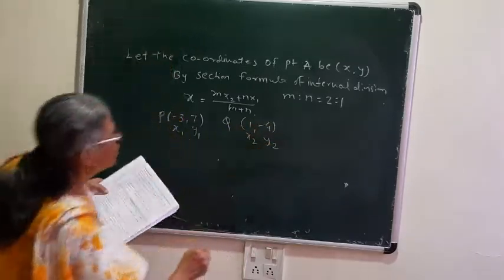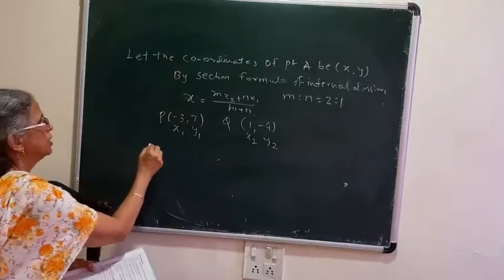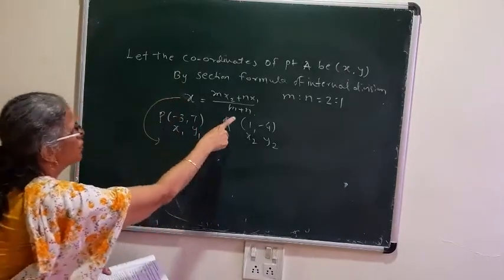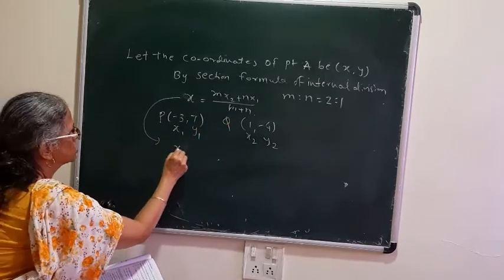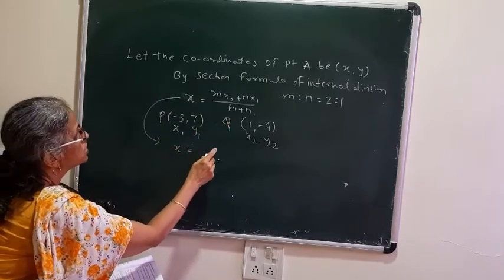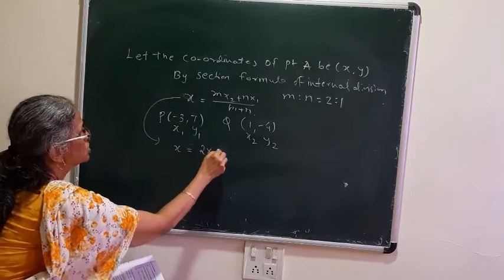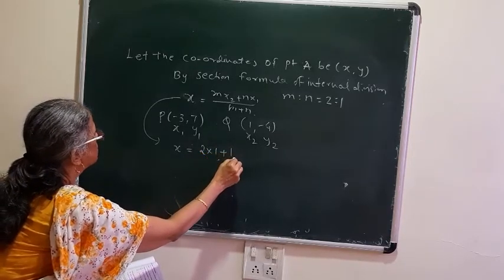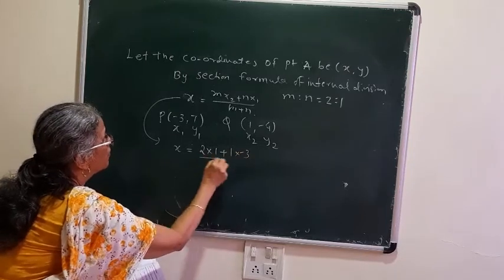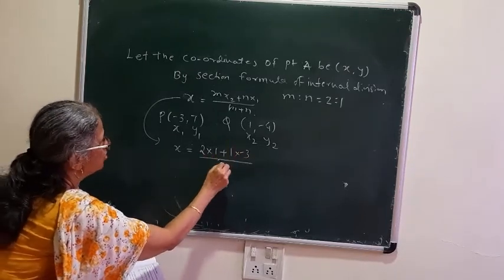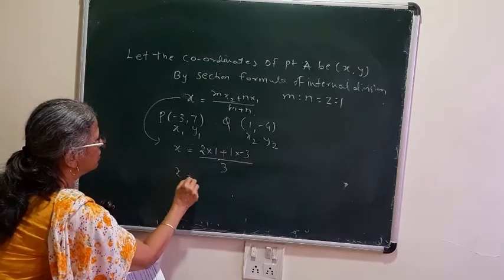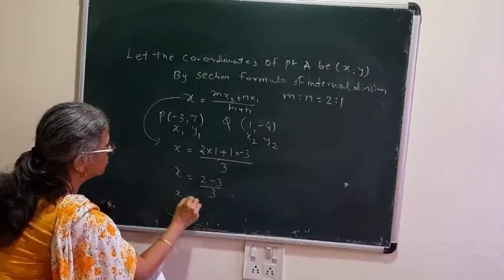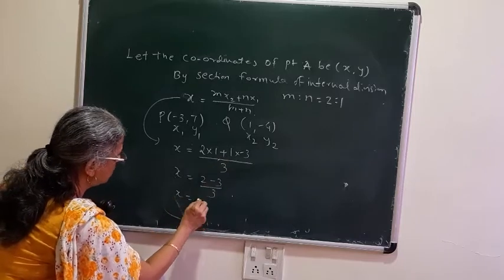So again we are going to use the same formula. Here x is equal to (mx2 plus nx1) upon (m plus n). So x is equal to m is given 2, x2 is given 1, plus n is given 1, x1 is given minus 3, upon m plus n, which is 2 plus 1, is 3. So x will be (2 minus 3) upon 3. So x is equal to minus 1 upon 3.